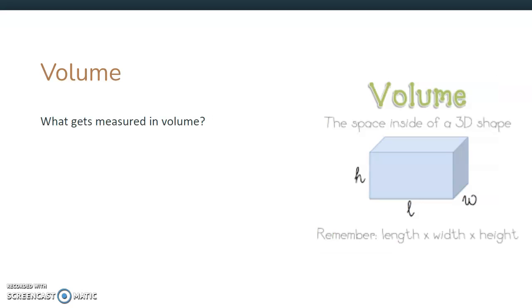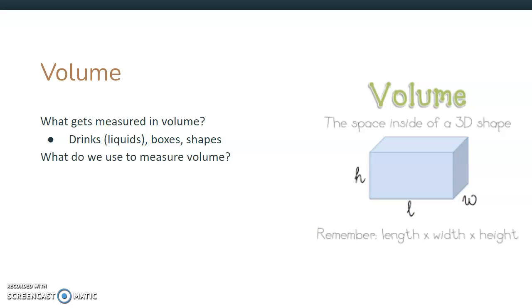But what we're going to learn, again, is kind of just like length. Pause the video: what gets measured in volume? What can you think about? I thought of drinks, anything really liquid I think gets measured in volume, or maybe a box or different shapes we always measure. What do we use to measure volume?